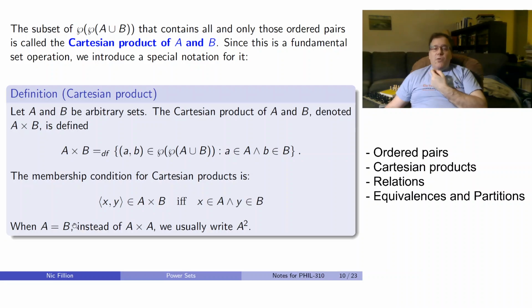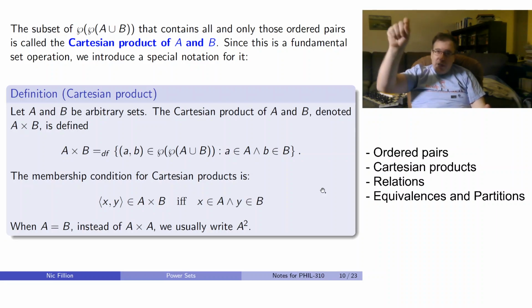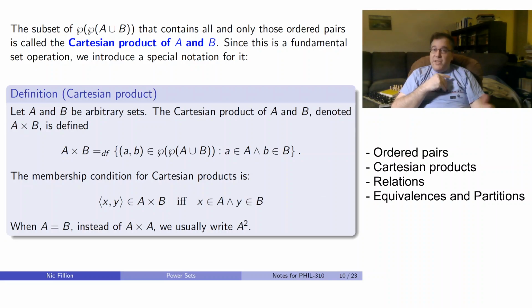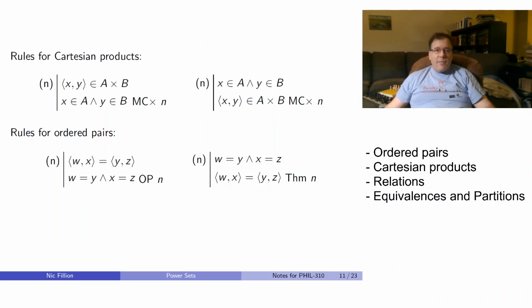When A equals B, that is to say, when both sets forming the product are the same, instead of writing, say, A times A, we often write A exponent 2, which is, again, fairly standard. You might have seen R2 in geometry to denote the Cartesian plane where both axes are formed with the real numbers. That's the same idea.